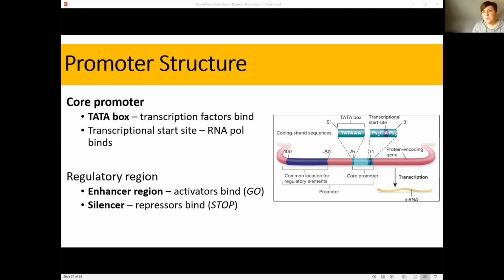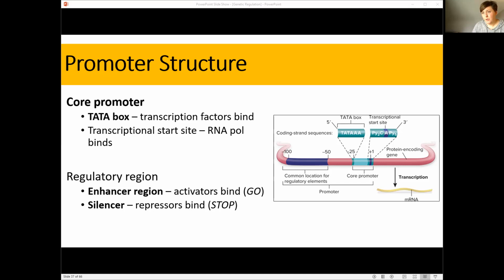If a gene is inducible, this region will contain an enhancer region. In this case, transcription factors called activators will bind and will work together with the transcription factors bound to the TATA box to induce or activate transcription. Essentially, if a gene has an enhancer region, RNA polymerase is sitting at a red traffic light, but binding of activators to the enhancer region will turn the traffic light green and enable transcription to progress.